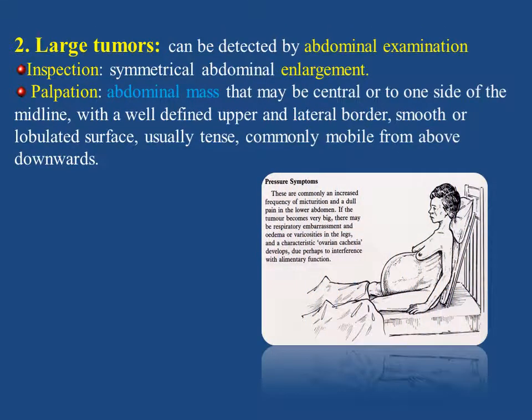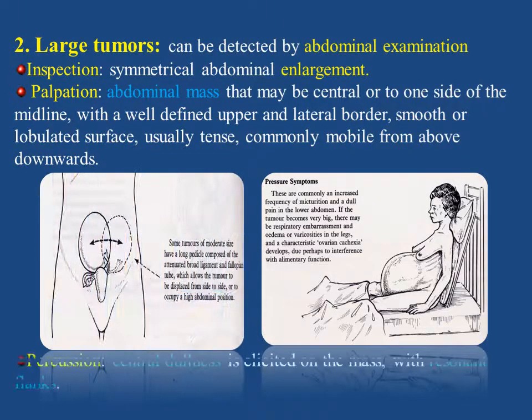A large tumor you can detect, of course, by the abdominal examination. You find symmetrical abdominal enlargement by inspection, and during palpation you can find the abdominal mass central, or deviated to one side of the midline. It has well-defined upper border and lateral border. Sometimes the surface is smooth or sometimes lobulated, and it's dense, commonly mobile from up downwards. If you do percussion, you will find central dullness over the mass and resonant flanks.